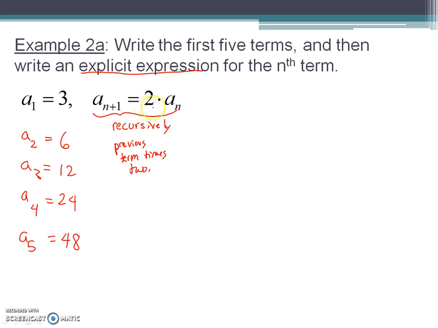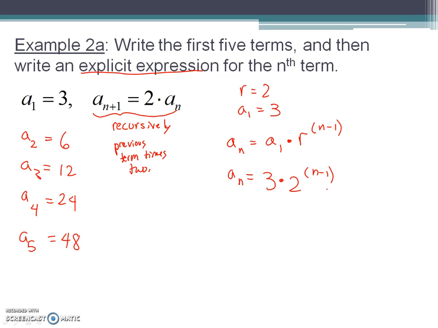Now we want to take that recursive formula and turn it into an explicit one. So we've recognized there's our r. R is 2. A sub 1, of course, we see it right here. It's 3. N is our variable. So a sub n is a sub 1 times r to the n minus 1 power. So, pretty straightforward: 3 times 2 to the n minus 1 power.